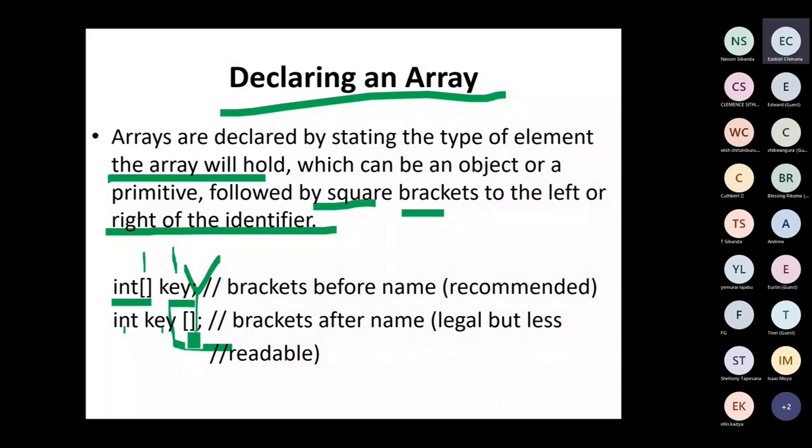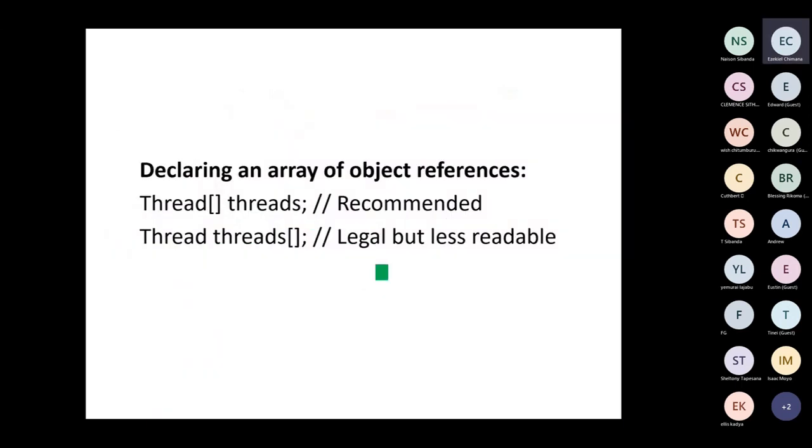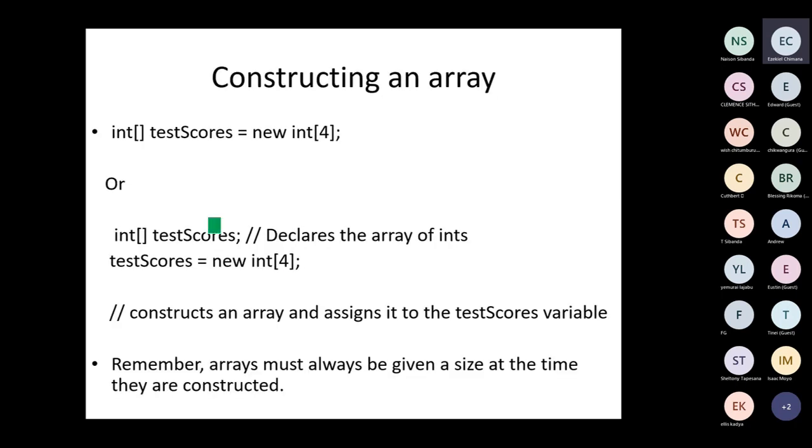But in Java, it's all legal. So brackets before the name is the recommended way, and it's more readable. Declaring an array of object references, you can just declare an array of Thread objects, and the recommended way is putting the square brackets first, before the identifier. The other one is legal, but less readable. That's why it's recommended to use this method.